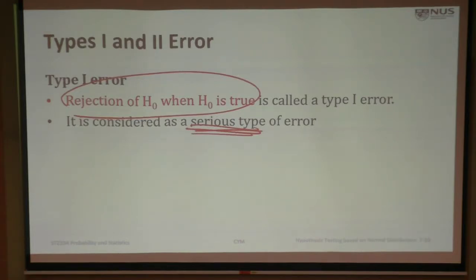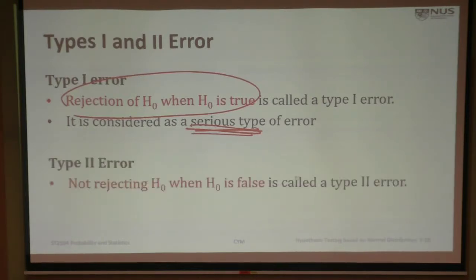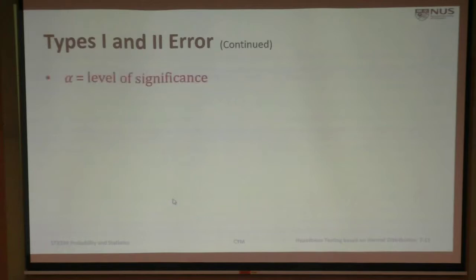That means we allow ourselves to commit the error. When the null hypothesis is true, we may make the wrong decision and reject it wrongly, but only subject to 5%. So in our procedure, we try to limit committing a type 1 error to 5% because we think that is a serious mistake. All right. Type 2 error is when the null hypothesis is false and we do not reject the null hypothesis.